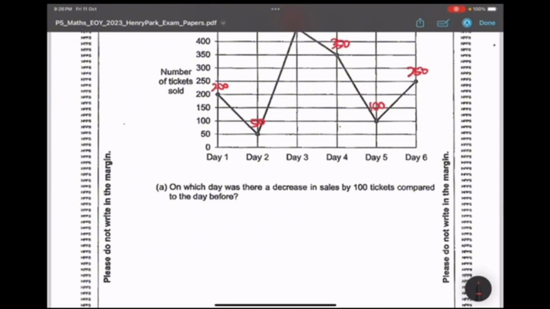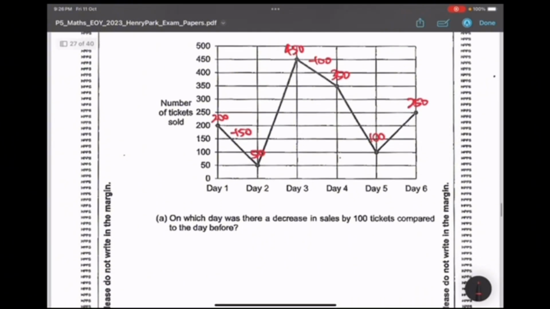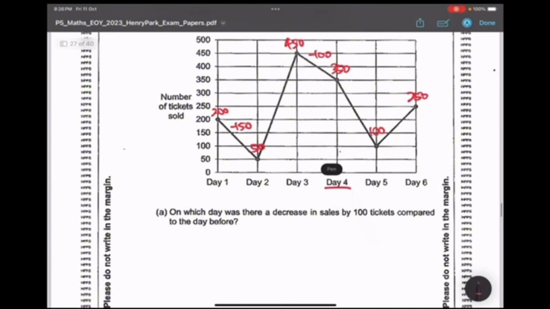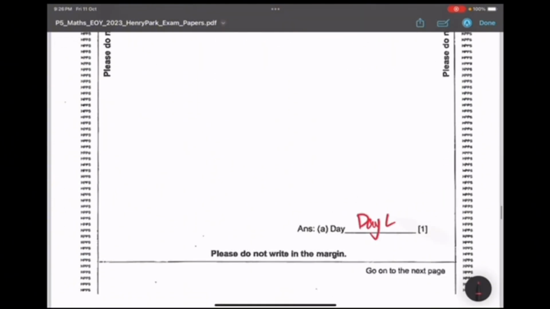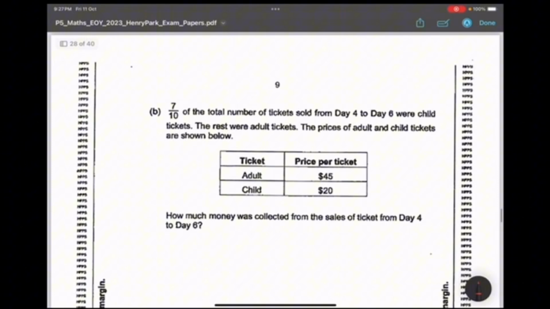On which day was there a decrease in sales by 100 tickets compared to the day before? If we were to look at the decrease, you can see from 200 to 50, this is a decrease of 150. Alright, and immediately I can see that there is a decrease of 100 down here. Alright, so on which day is there a decrease? The answer would be day 4. Your answer for part A would be day 4. Alright, moving on to part B.